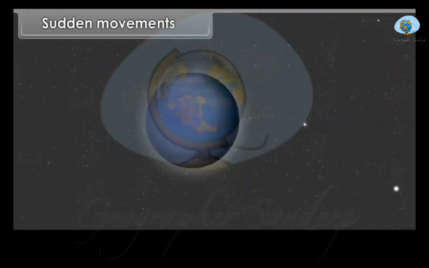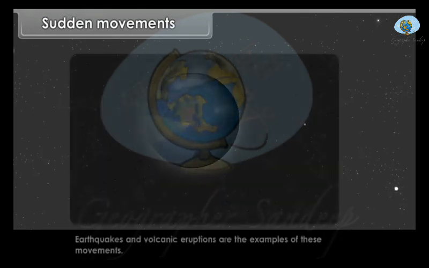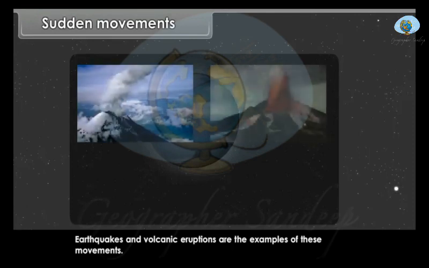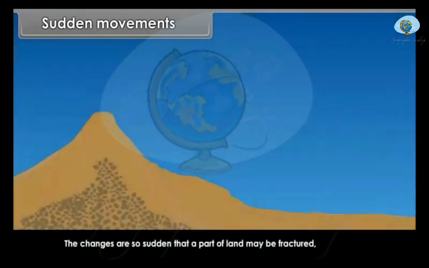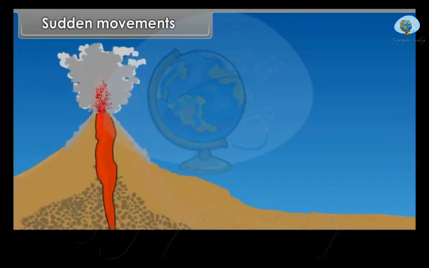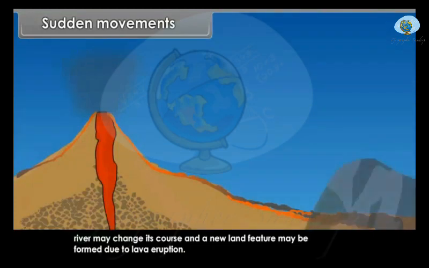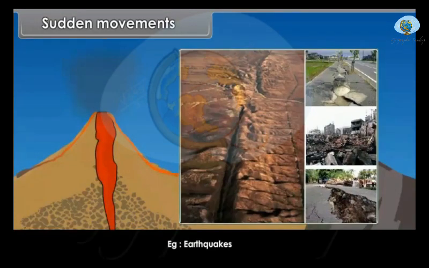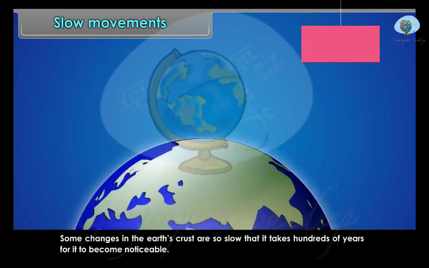Sudden movements. These movements are those which bring abrupt changes on the Earth's surface. Earthquakes and volcanic eruptions are the examples of these movements. The changes are so sudden that a part of land may be fractured, river may change its course, and a new land feature may be formed due to lava eruption. Example: earthquakes. Slow movements. Some changes in the Earth's crust.